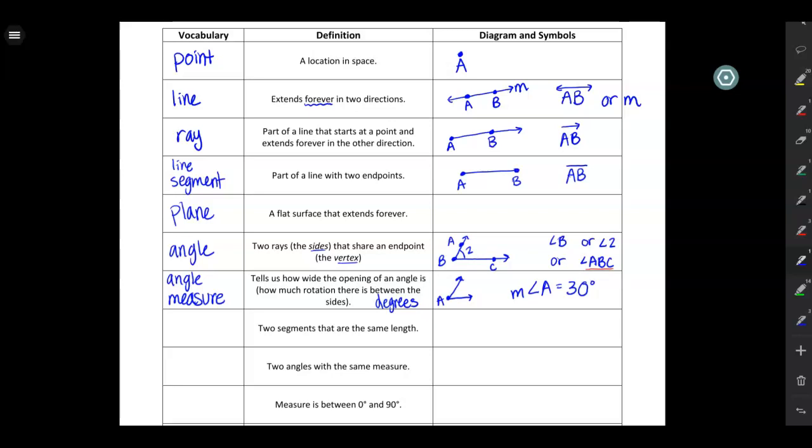Okay, so the next vocabulary word is a descriptor word, and it describes two segments that are the same length. We would call these segments congruent. Okay, so let's just say I have two segments. We'll call them AB, and try to make them look the same length, CD. So those two segments are the same length, then we would say that they're congruent.